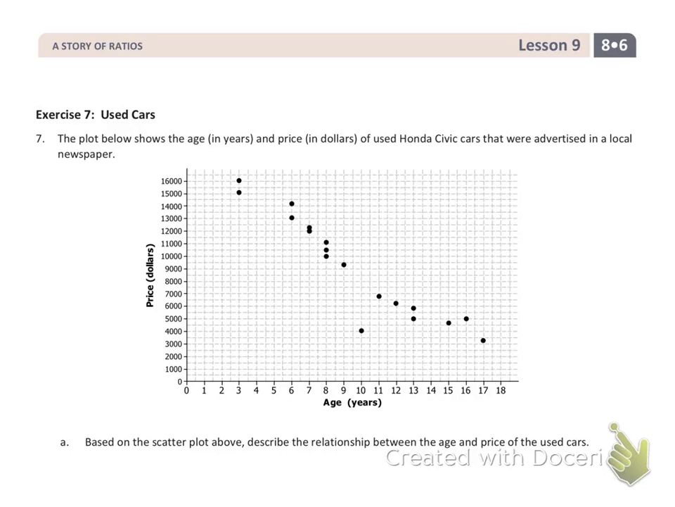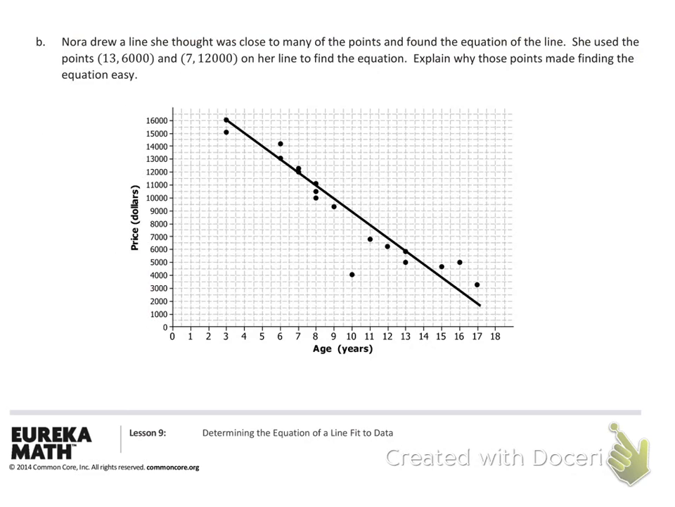You don't want to just say something like it's decreasing. When you're asked to write a statement like this, you want to reference both variables and talk about what is the relationship between the variables. So as age increases, price decreases.